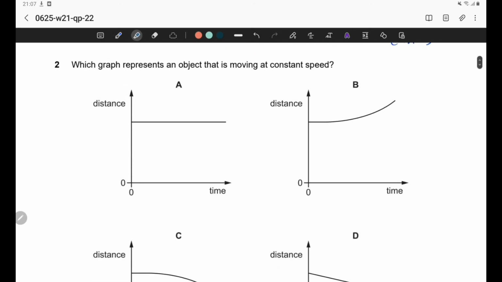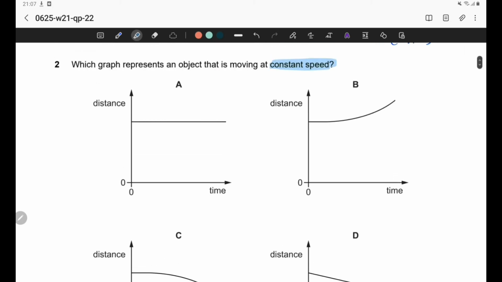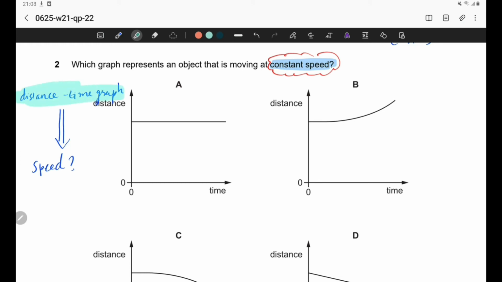Question 2. Which graph represents an object that is moving at constant speed? In every option we are provided with a distance-time graph. From a distance-time graph we should be able to describe the speed. If we have a distance-time graph, in order to check the speed we just need to calculate the gradient, or slope, of the graph. That value will be equal to its speed.